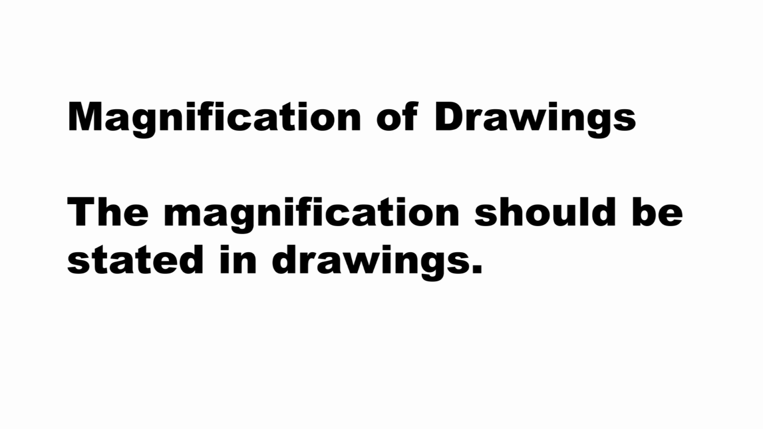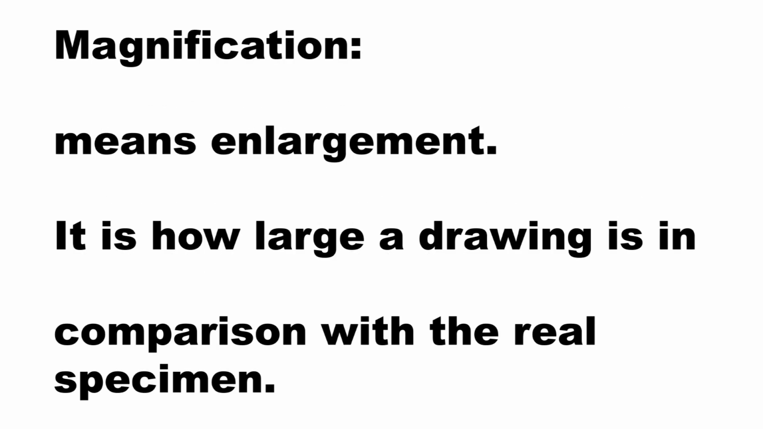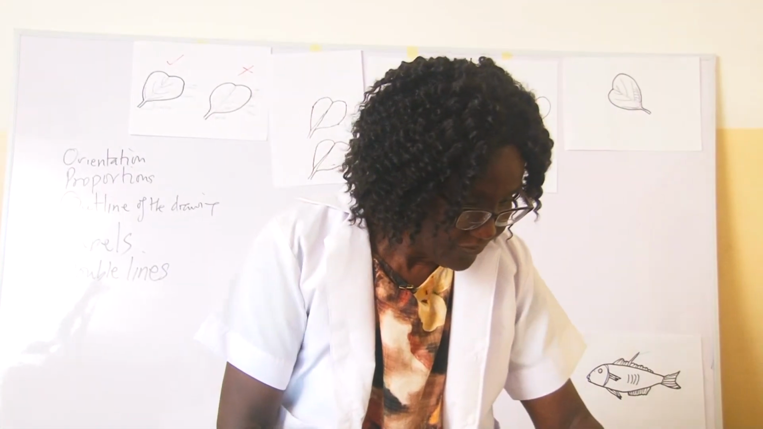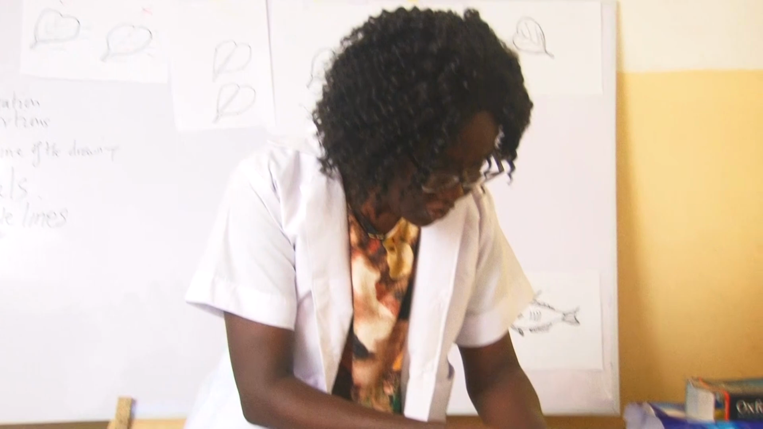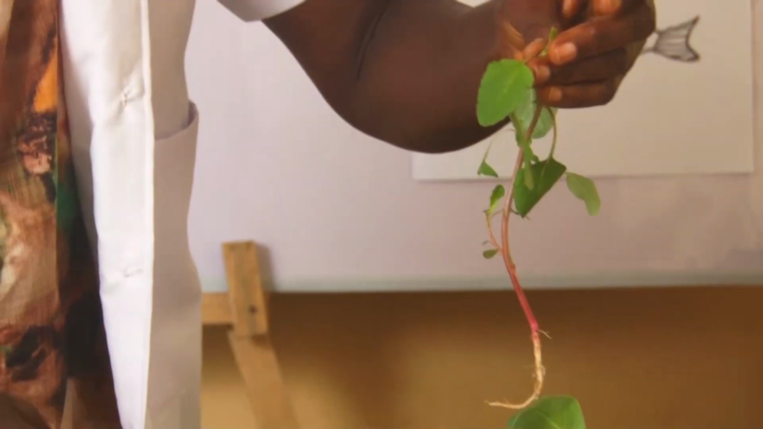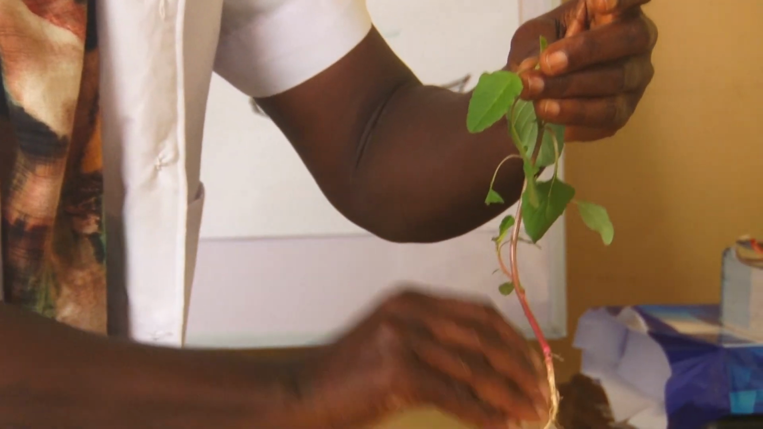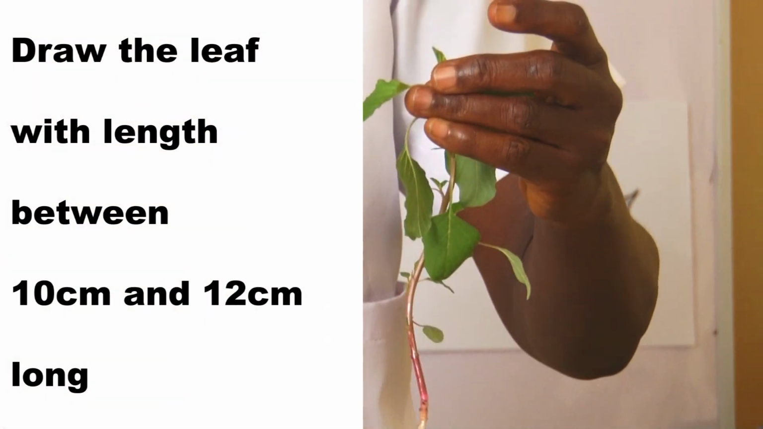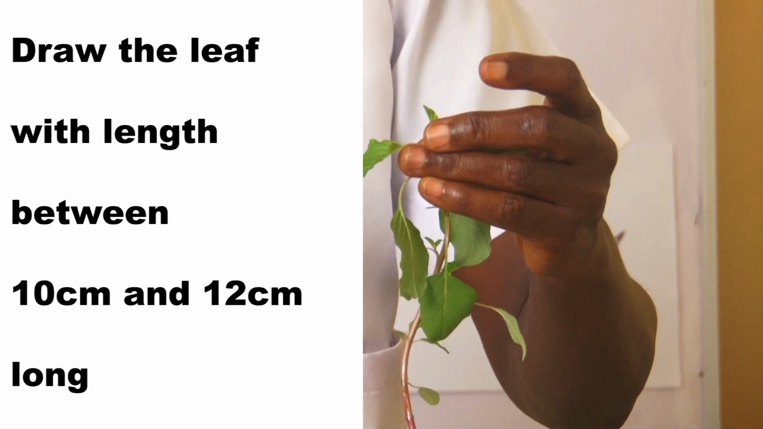Lastly, we want to look at magnification of your drawings. Every drawing must have a magnification. And this is how you work out the magnification. For instance, you've been asked to draw this leaf. Your drawing should be between 10 and 12 centimeters long.